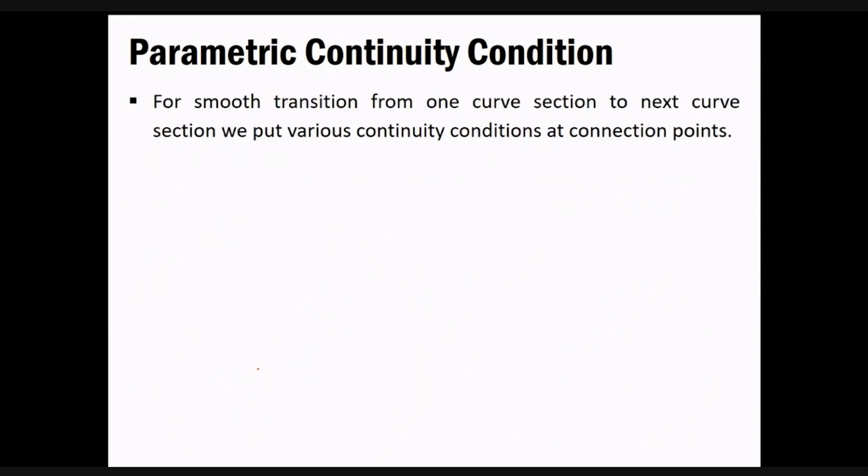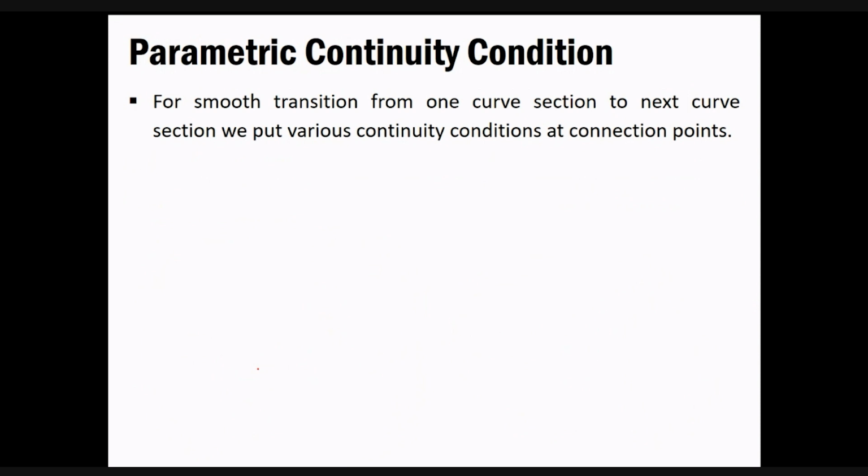So next thing that we have is parametric continuity condition. As I said, continuity condition is important when one curve section meets another curve section. If we don't have that, or if we have not specified it correctly, then you won't be able to see the curve merging, or you'll see the split. But we don't want that.